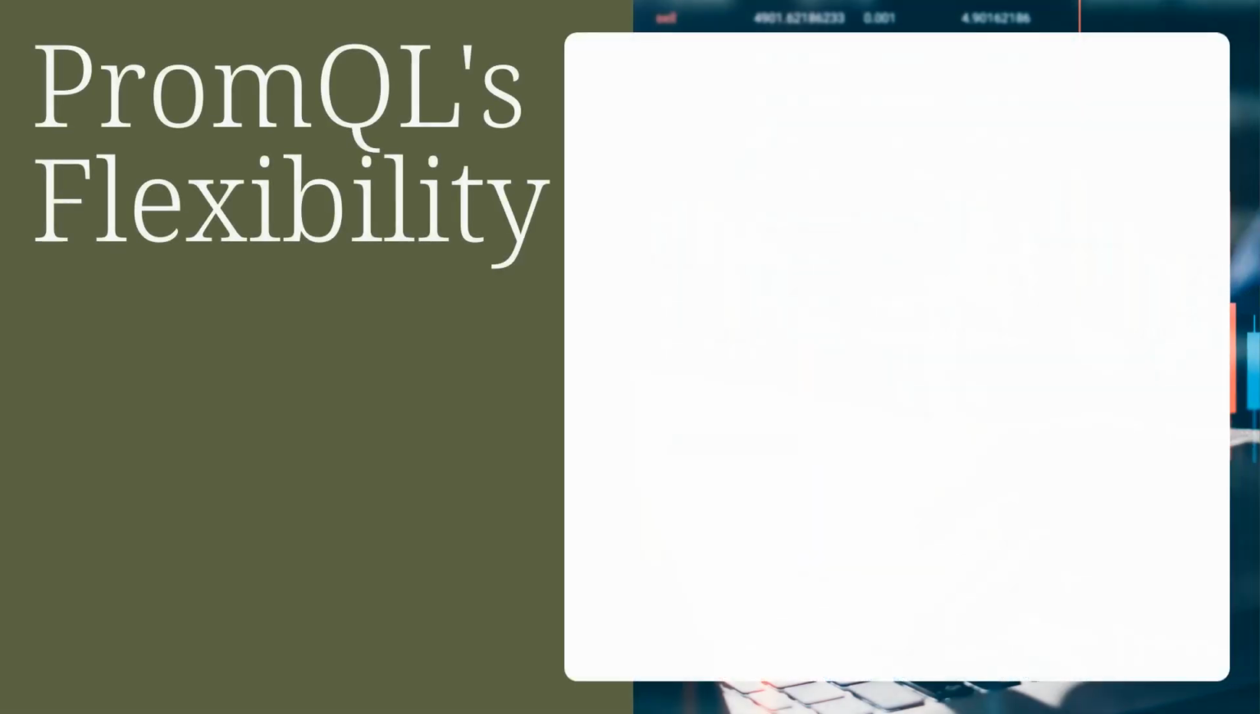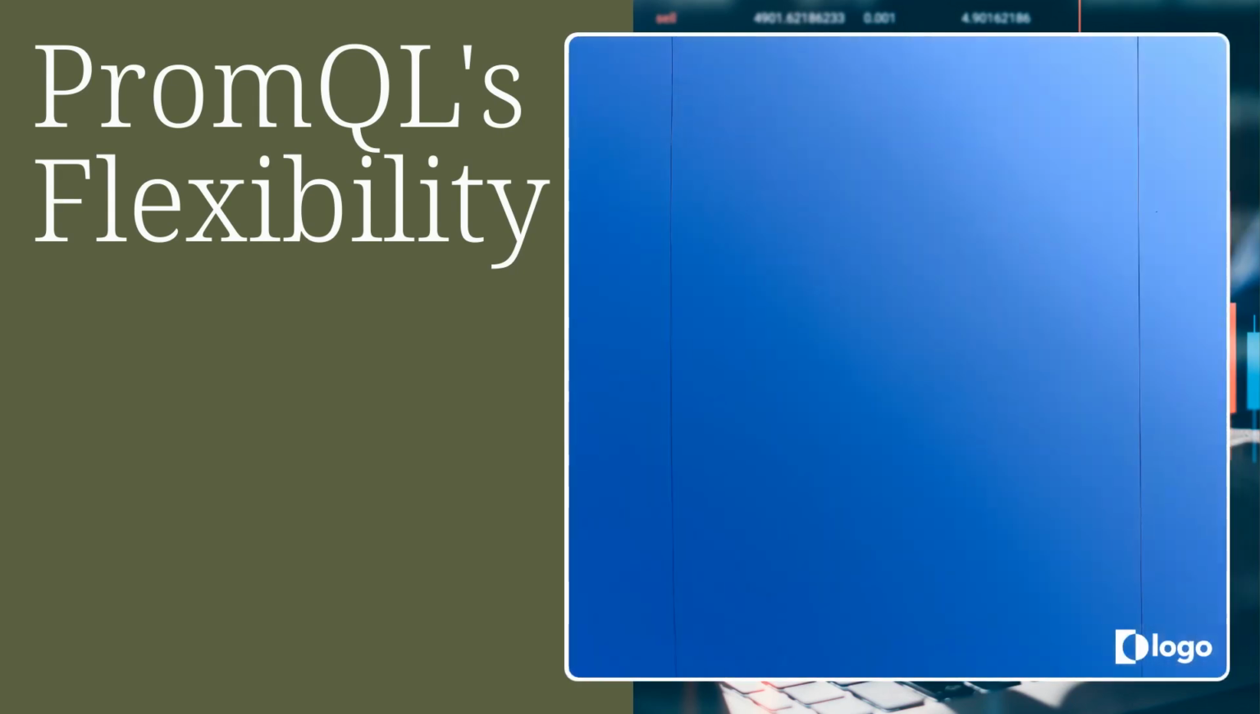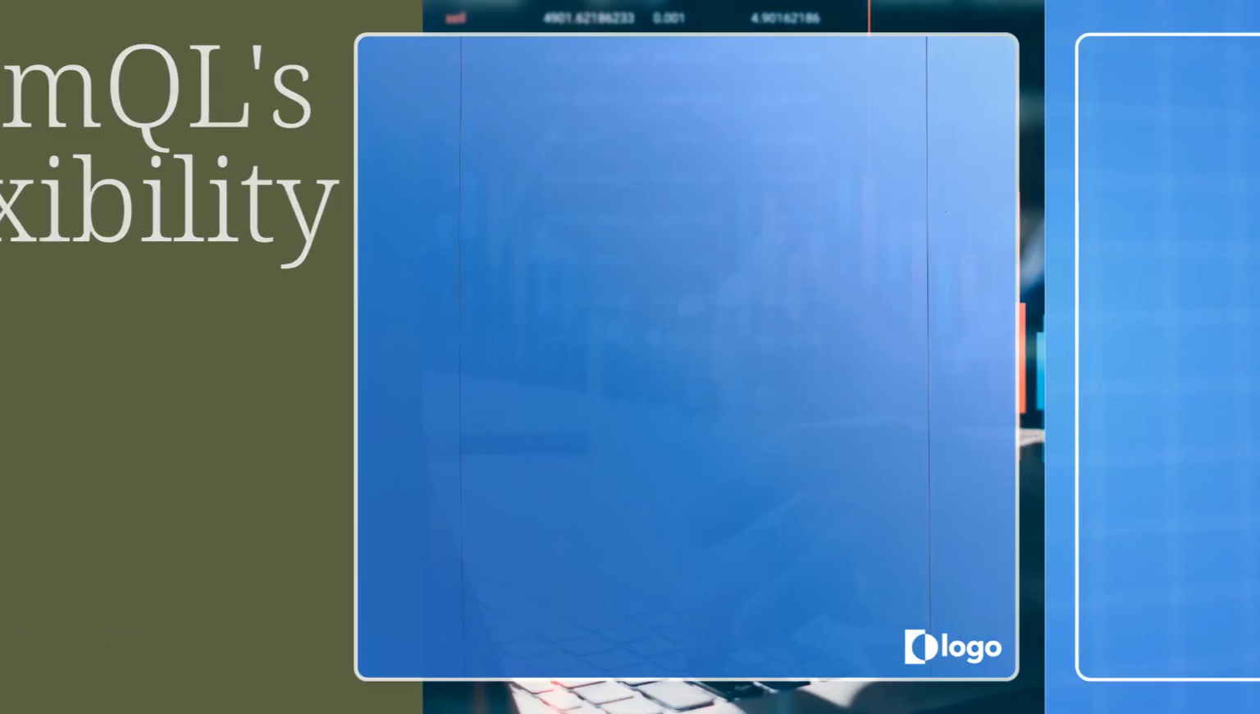The flexibility of PromEQL's label system enhances its adaptability. By allowing precise metric differentiation, it supports efficient data retrieval and management.